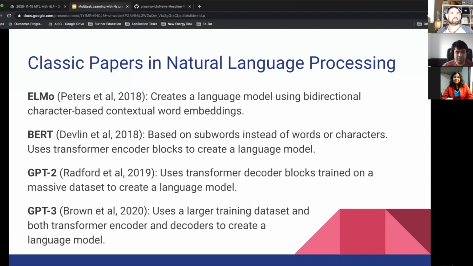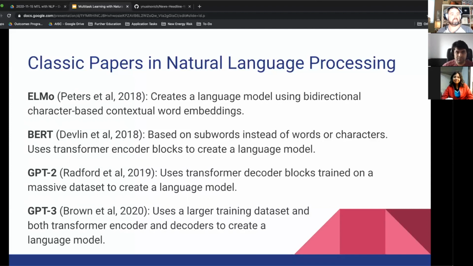So last slide here in the classic papers overview. There was ELMo from 2018, which creates a language model using bidirectional character-based contextual word embeddings. BERT, also from 2018, is based on parts of words instead of words or characters, and it uses transformer encoder blocks to create a language model.